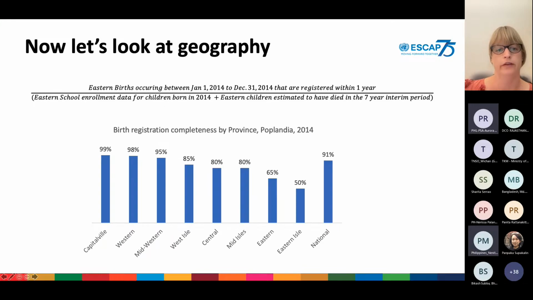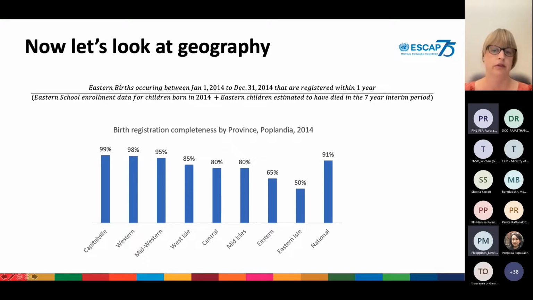So we do our analysis. So our numerator is those births that occur in the Eastern province. Again, we're looking between January and December of 2014. And then we're looking at school enrollment data of the Eastern province. And then those children estimated to have died in the Eastern province in the interim period.